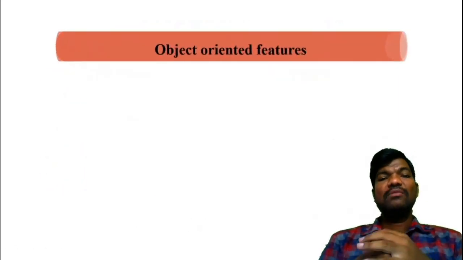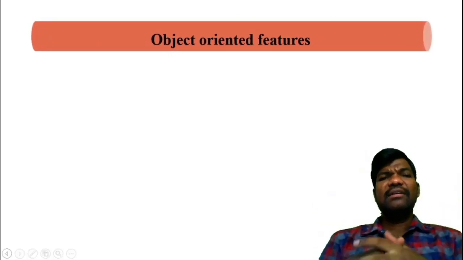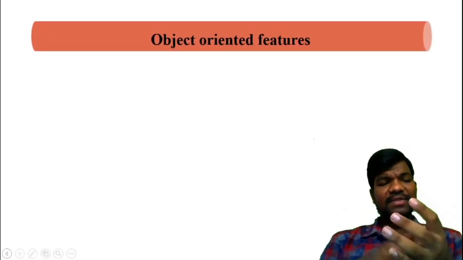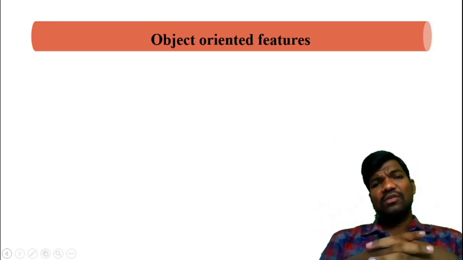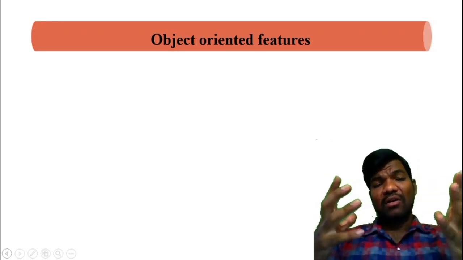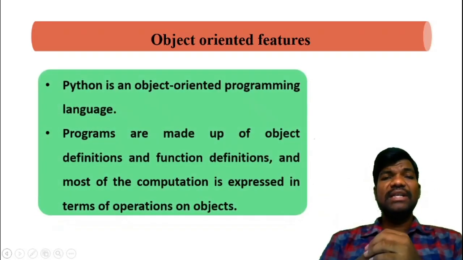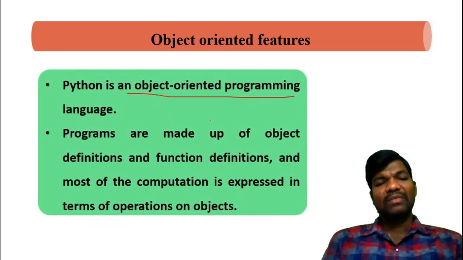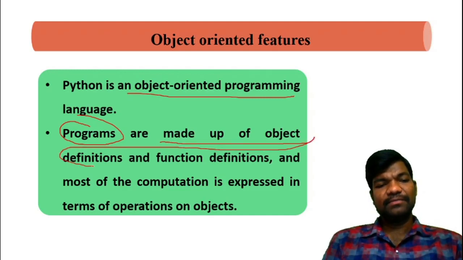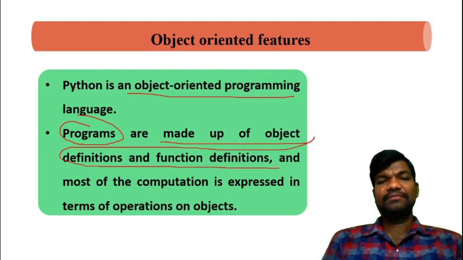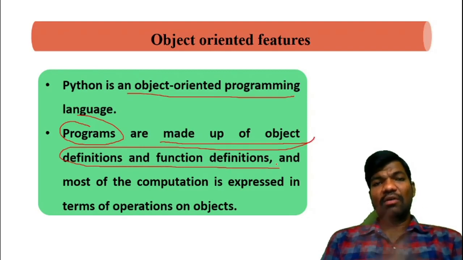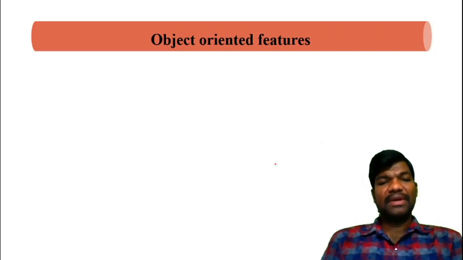First one, object oriented features. We already know the OOPS concepts like abstraction, encapsulation. So many features are there, and all features are available in Python. So Python is an object oriented programming language. In Python programming, all programs are made up of object definitions and function definitions, right? So objects are used in Python.